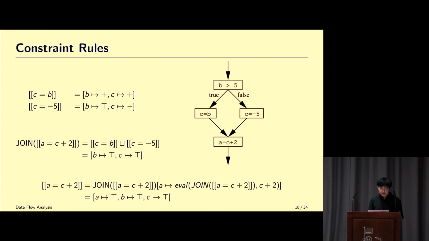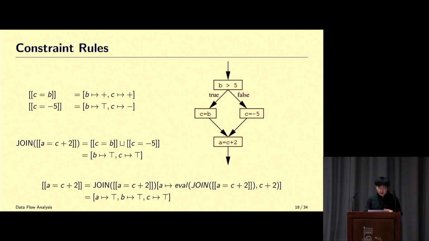And so in this example, when we get to c equals b, for instance, we know that we took the branch where b is greater than 5. And so b has a positive sign, and so assignment of a positive value to c means that c has a positive sign. But on the other branch, well, we don't know what b is, because b could either be a positive number less than 5, or it could be negative. But we know that c is minus 5, so c is negative.